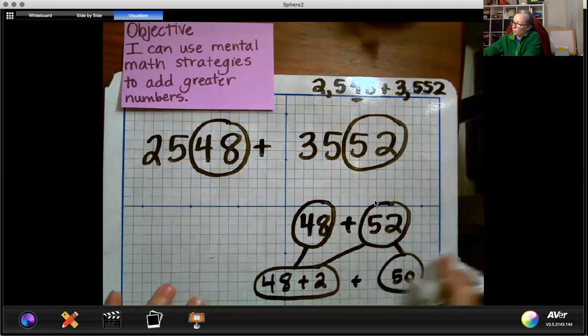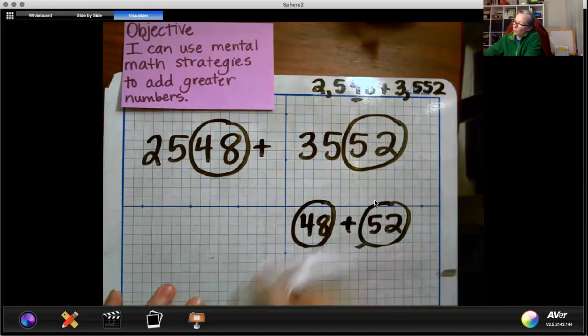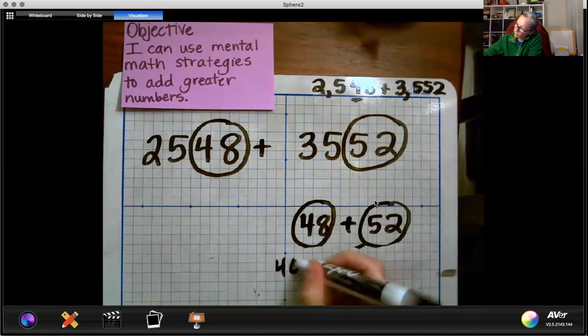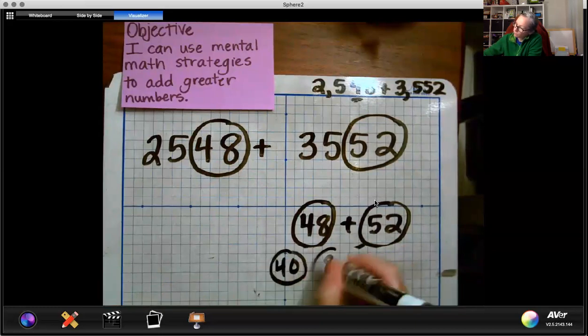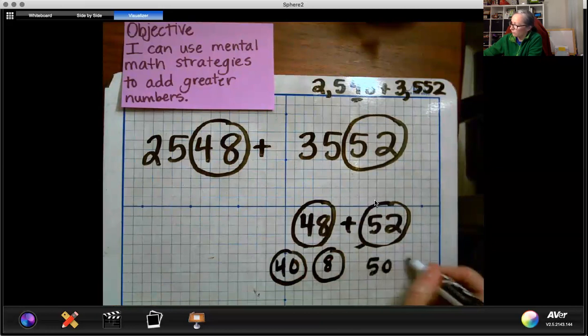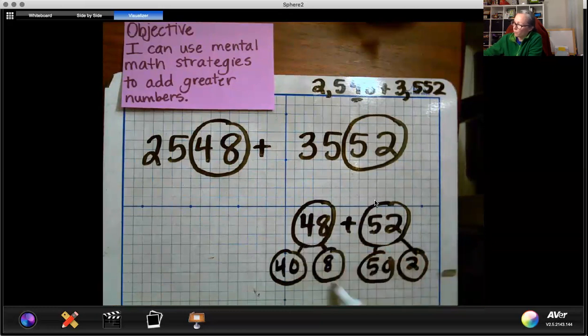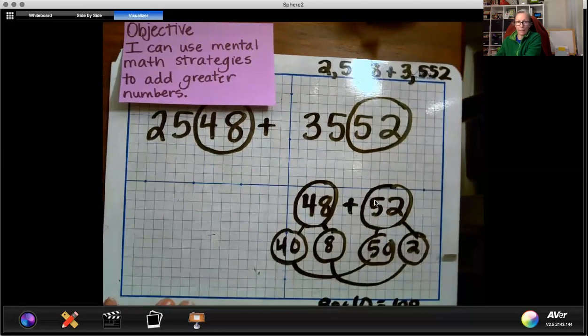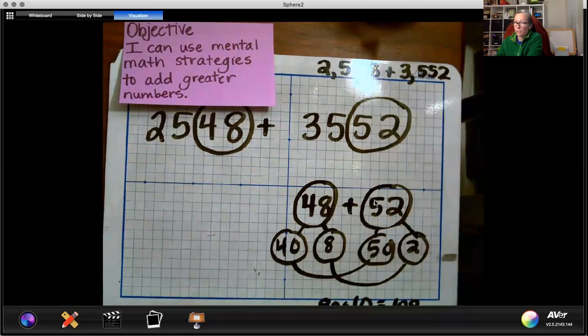Some kids would break this apart into number bonds that look more like this. I know this is what the kids do in 2nd grade. And then they would put the 8 and 2 together to get a 10, the 4 and the 40 and the 50 together to get a 90, and equal 100. But either way, however you get there, it's okay, because hopefully students are starting to see that 48 plus 52 would be 100.